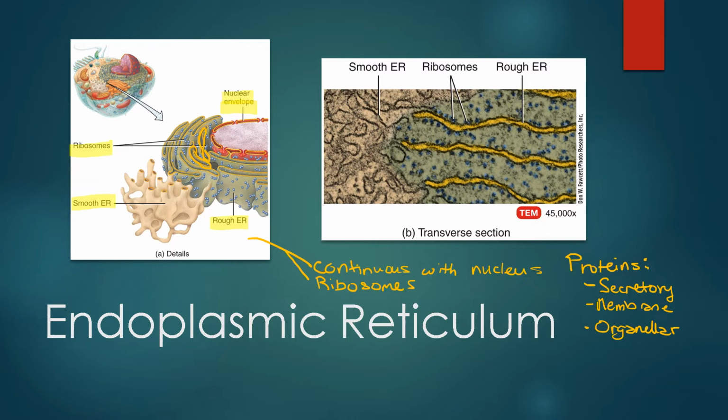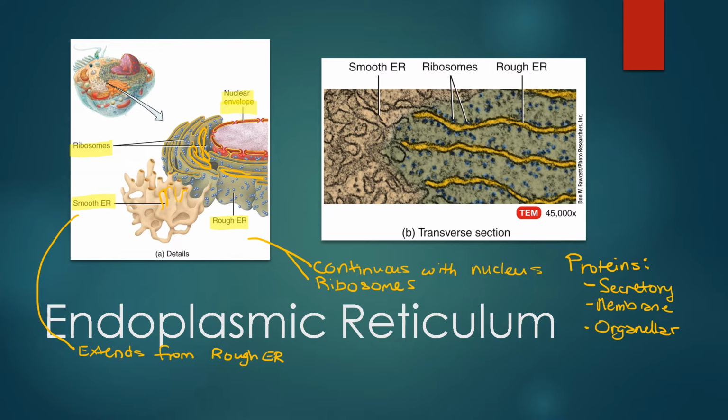Okay, then we have the smooth ER, and this one extends from the rough ER and it really just forms a network of these membranous tubules. So you can kind of see here the rough ER is very flat and kind of folded, whereas the smooth ER kind of forms more of these little tubes. So it does look quite different from one another.